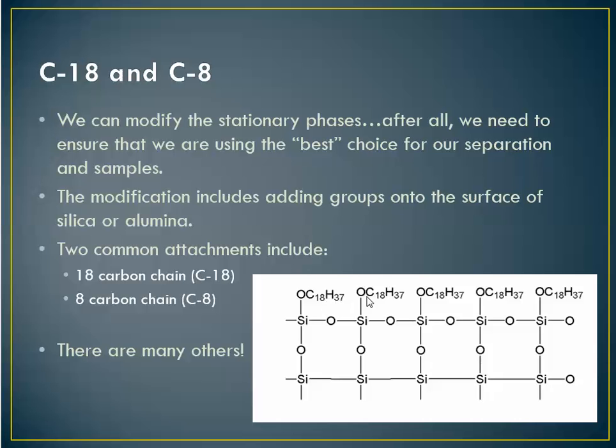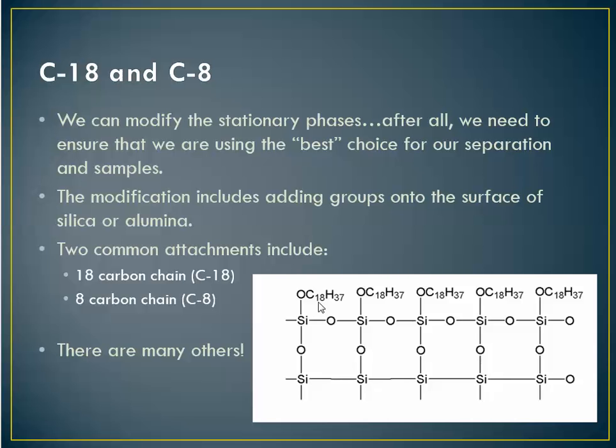And what you're seeing up here at the top is that this was an OH group, an alcohol group. Go back and take a look at that silica structure. You're going to see OH up at the top. We've modified that OH through a series of reactions, and we've taken the hydrogen off and we've replaced it with an 18 carbon chain. So this is a C18 column. That's what we would call that.